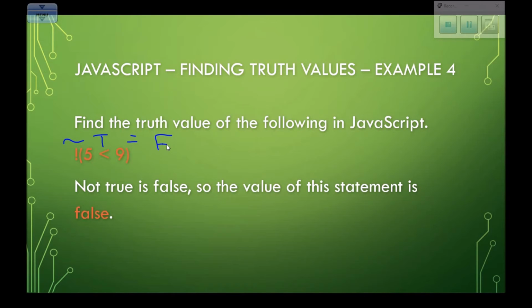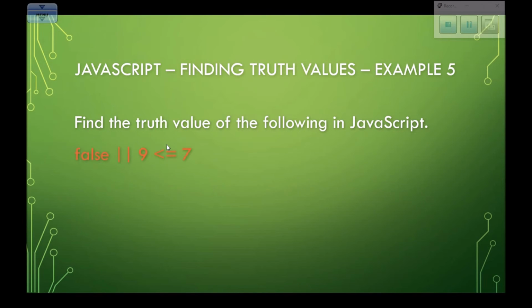But 5 is less than 9 is not true. That 5 is less than 9 is false. Okay, false or 9 is less than or equal to 7. Let me make sure 9 is bigger than 7, so this is false. False or false is false. This statement is false.